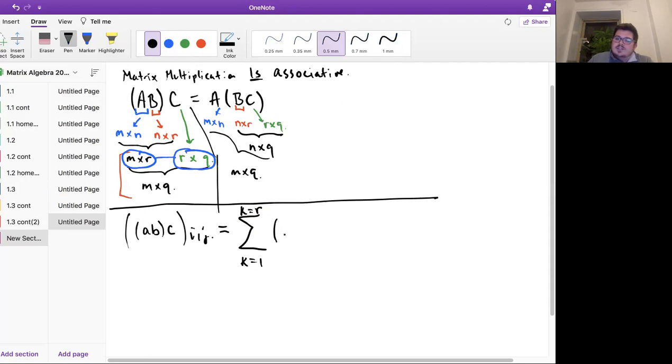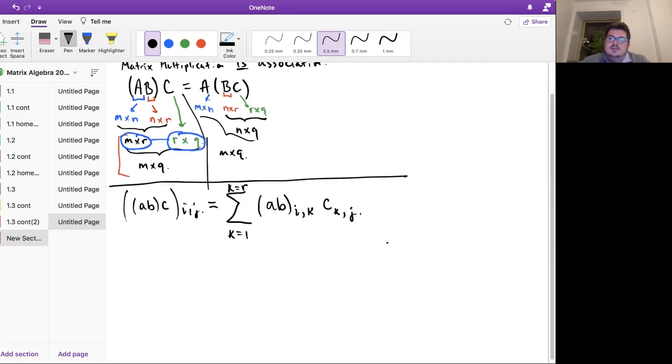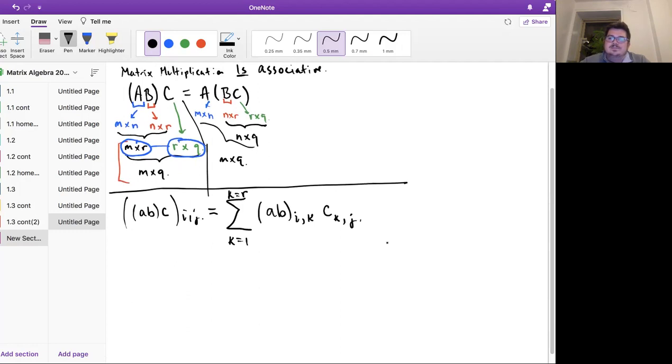So by definition, in AB the i stays fixed, the row stays fixed, and then k changes, and then in C, k changes and j is fixed. All right, is that okay so far? Now it's going to get a little messy. What is this?